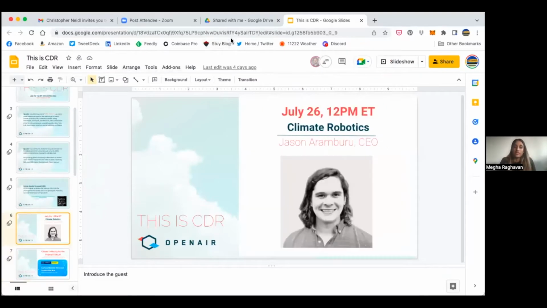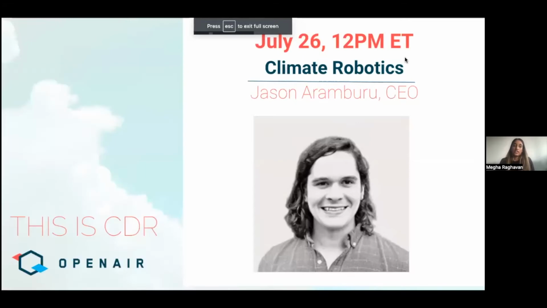This week on This Is CDR, we're very pleased to welcome Climate Robotics CEO Jason Aramburu to tell us about the company's mobile autonomous pyrolyzers that leverage advanced robotics and artificial intelligence to convert waste biomass into biochar and to durably sequester atmospheric carbon in the soil while improving the economics of commercial row crop agriculture.